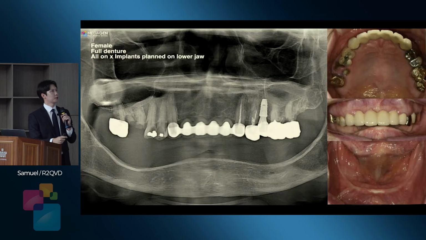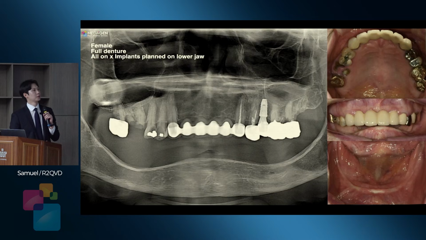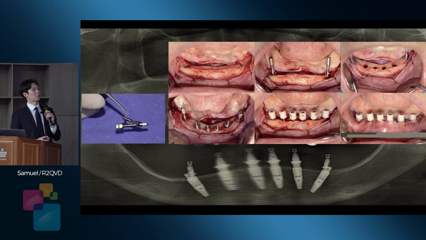A similar case, yes, it's lower jaw. As you can see, there is very thin knife-edge bone here. So Dr. Park did the all-on-6 surgery. It's the same as today's hands-on case, right? Then 2 tilted implants and 4 straight implants with the AXA.